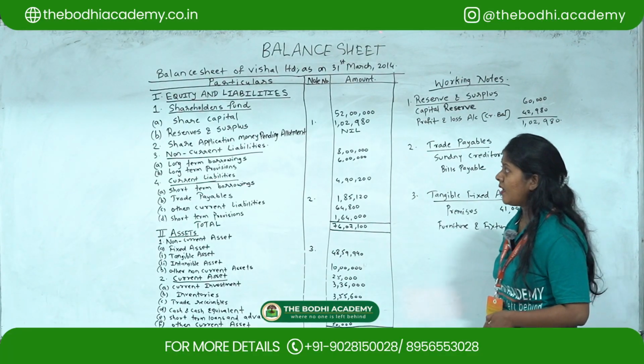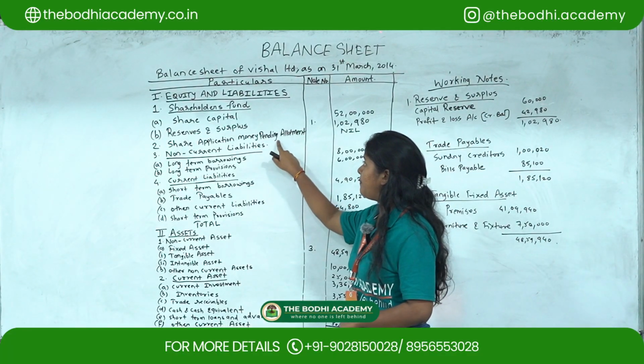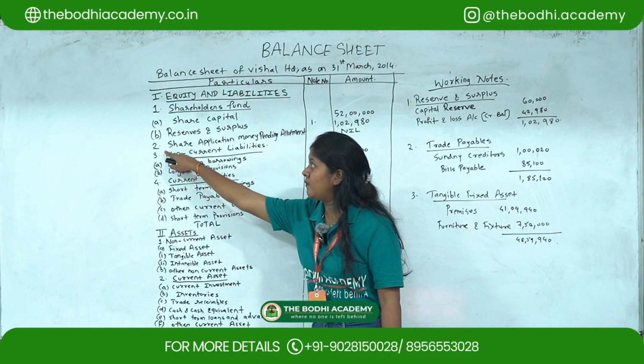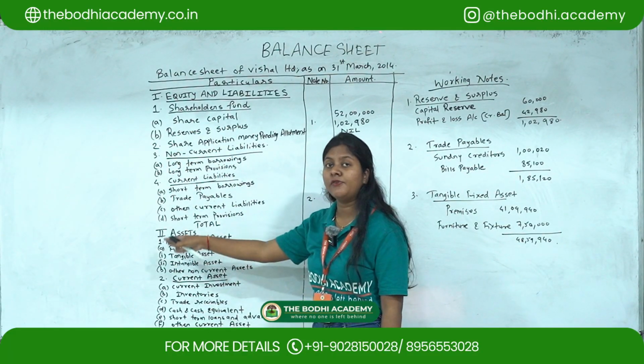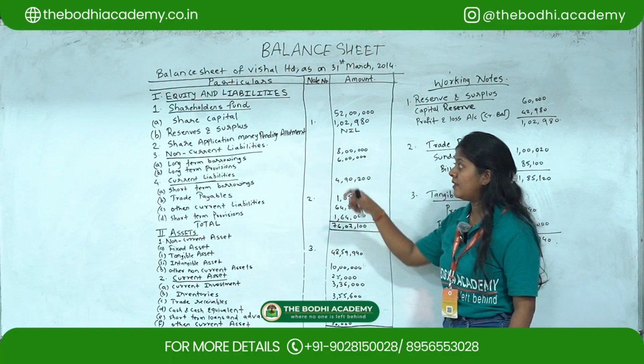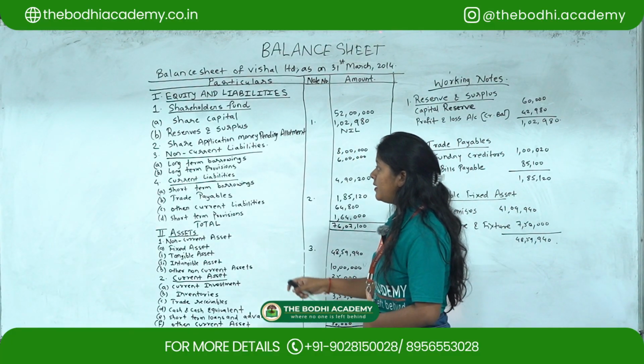Next comes share application money pending allotment. This is the second part. You have to write this down because it is according to the format, but there is no need to evaluate anything. Then the third one is non-current liabilities.